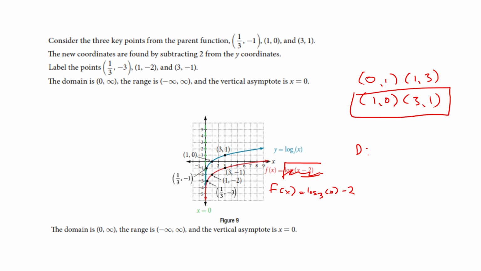Well, the domain is where we need what's inside of here, the x, to be greater than 0. That hasn't changed. We didn't do anything inside of there, so we have our normal domain for a log, which is 0 to infinity. Our range is always everything. We didn't move the asymptote. It stayed where it is, so the asymptote is at x equals 0.